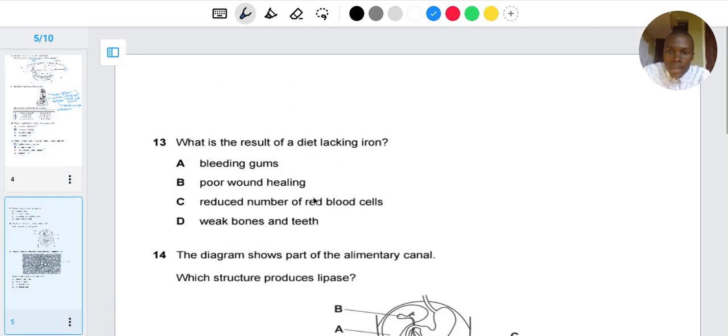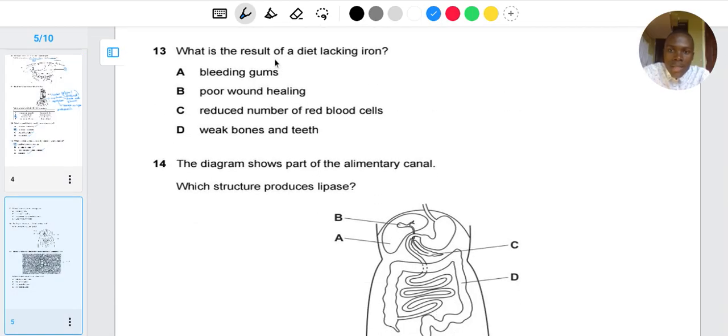Then in the next question, we have one which is saying, what is the result of a diet lacking iron? So when iron is lacking in the diet, what is going to happen? Lack of iron in the diet can result in anemia, which is a condition where a person lacks iron in the blood. As a result, there is a reduction in the number of red blood cells. But there can be relative polycythemia as well as absolute polycythemia, where, when you talk of polycythemia, there is an increase in the number of red blood cells.